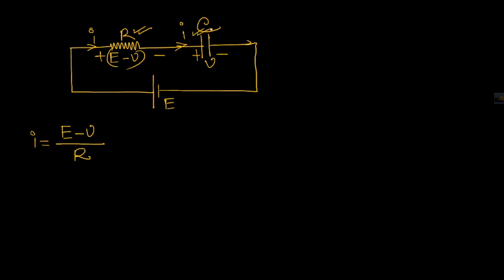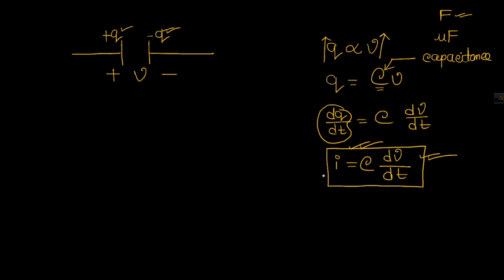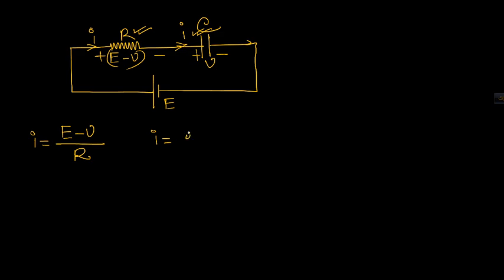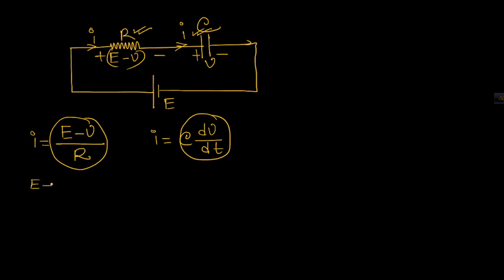Again for the current across this capacitor we can write the equation I have already derived. I is equal to c dv by dt. As these two currents are the same, we can write these things equal. So E minus V by R equals c dv by dt. Okay, so we have to solve this equation by a little bit of integration. Okay, so let's do it.